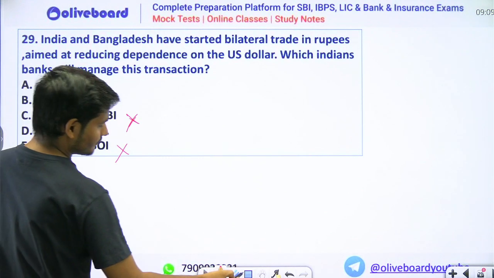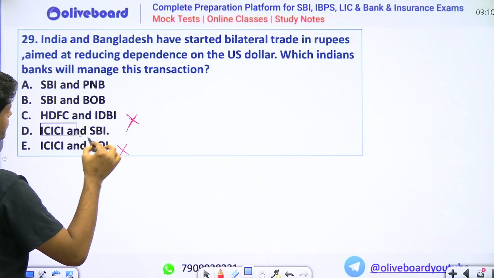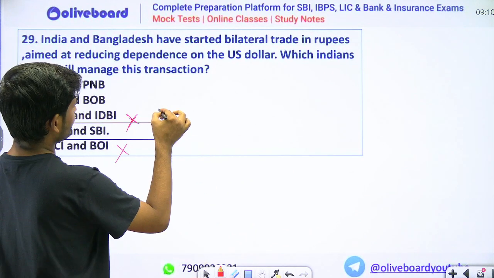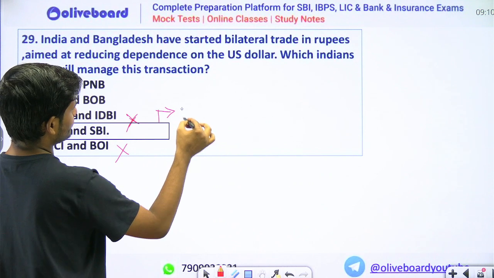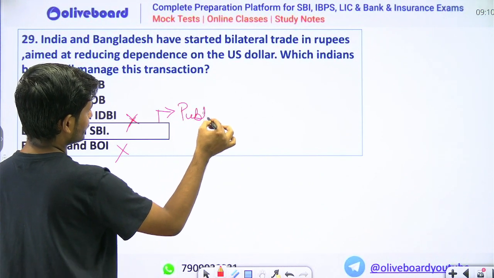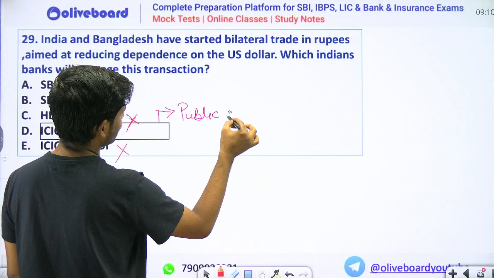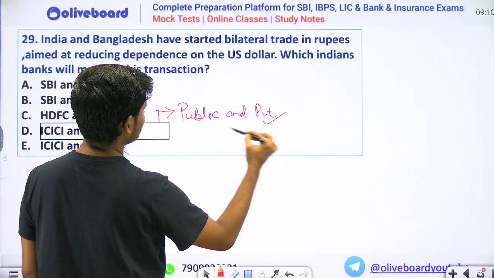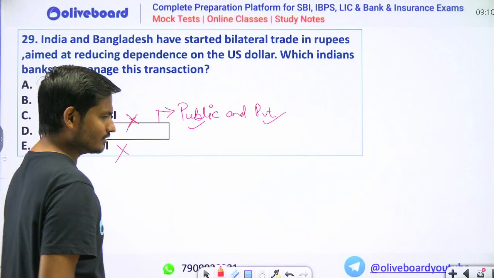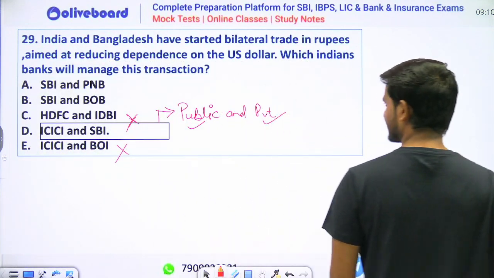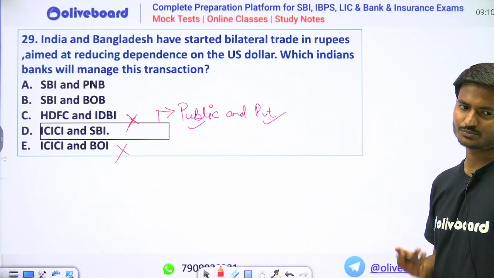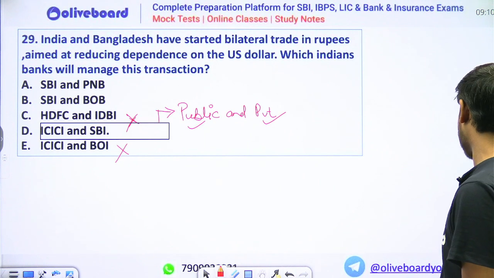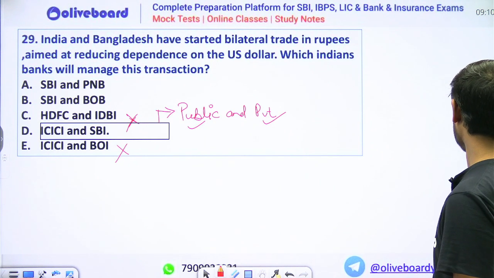Why D would be the answer? Because it is a combination. D is a combination of public plus private sector bank. So yes, since D is a combination of public and private sector bank, D would be the correct answer. That is, ICICI and SBI will manage the transactions, because some of the people prefer to do transactions via private banking, some of the people prefer to do transactions via public banking.